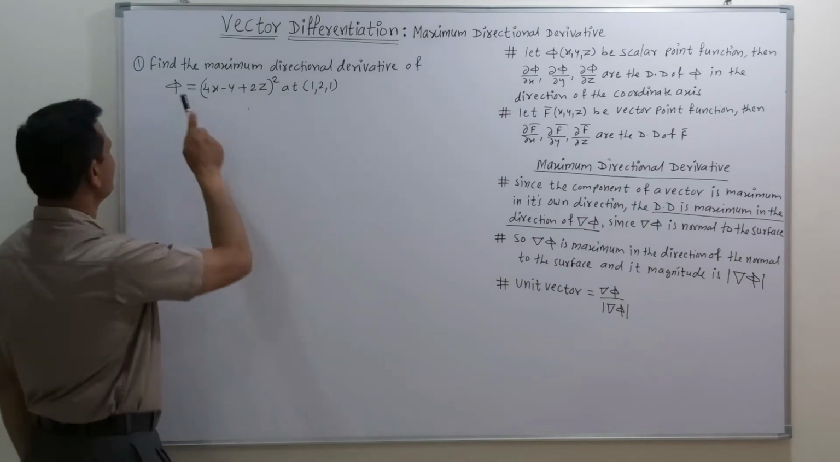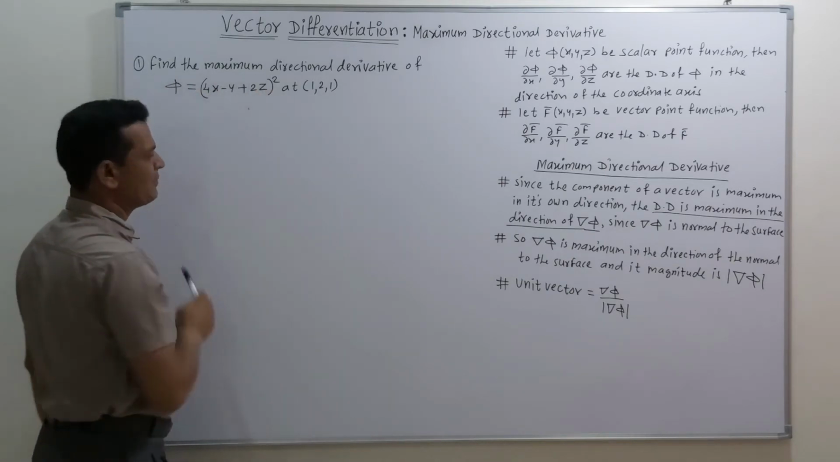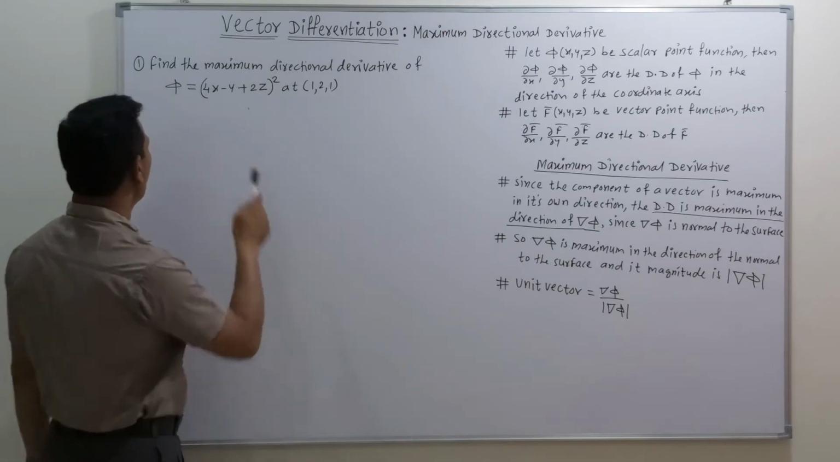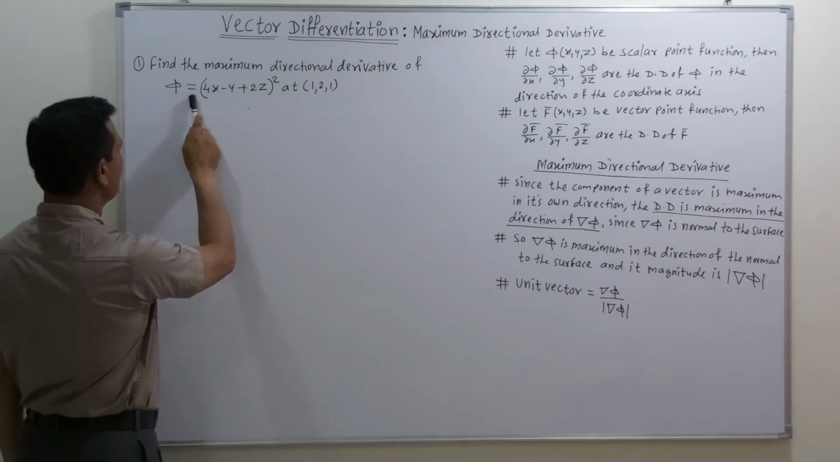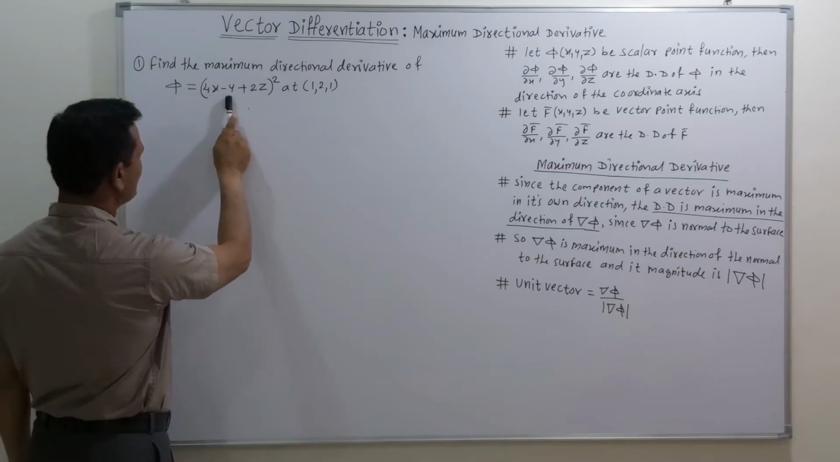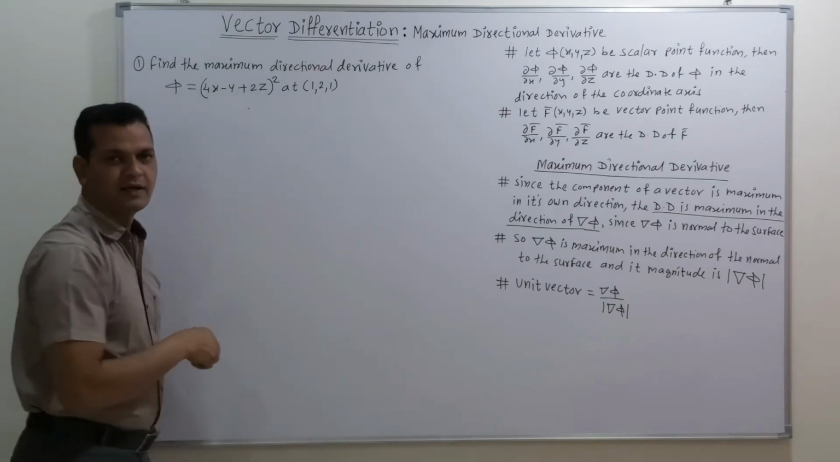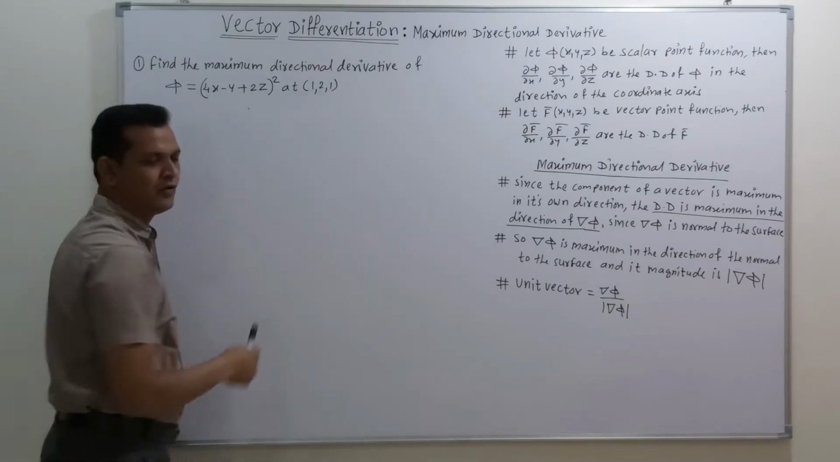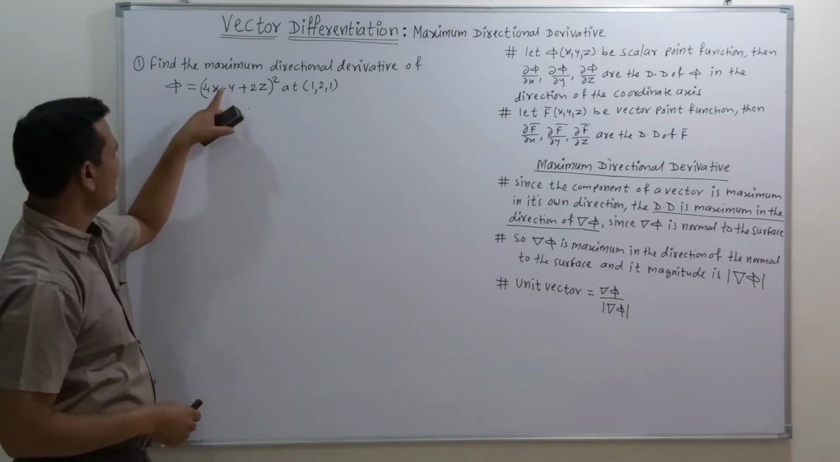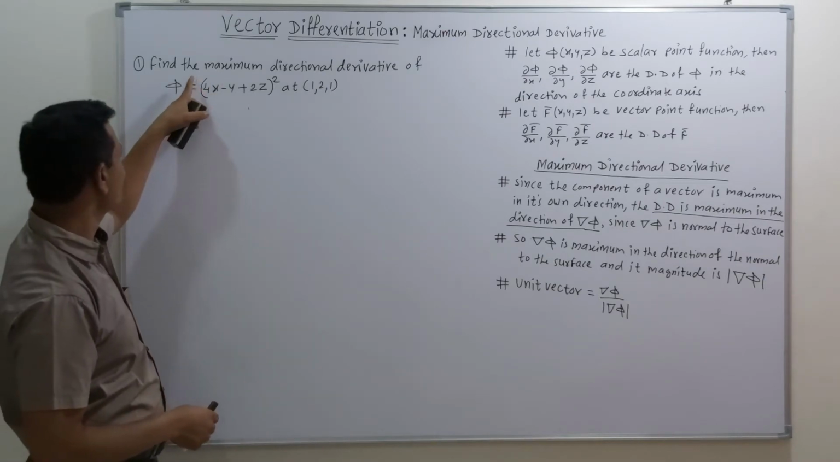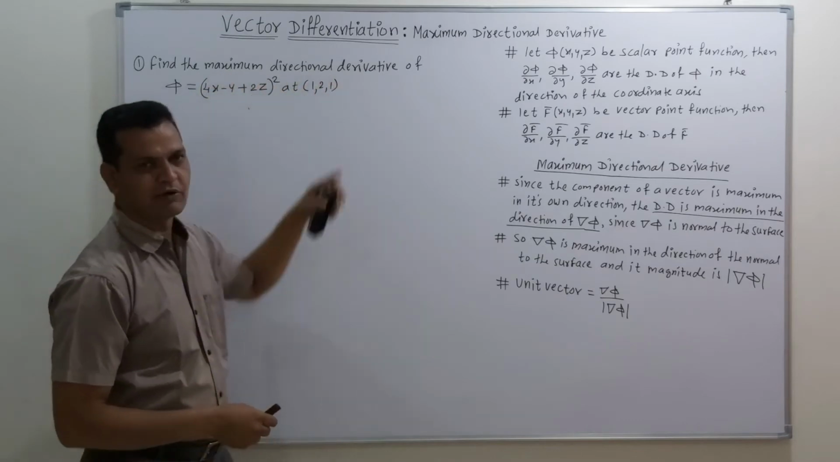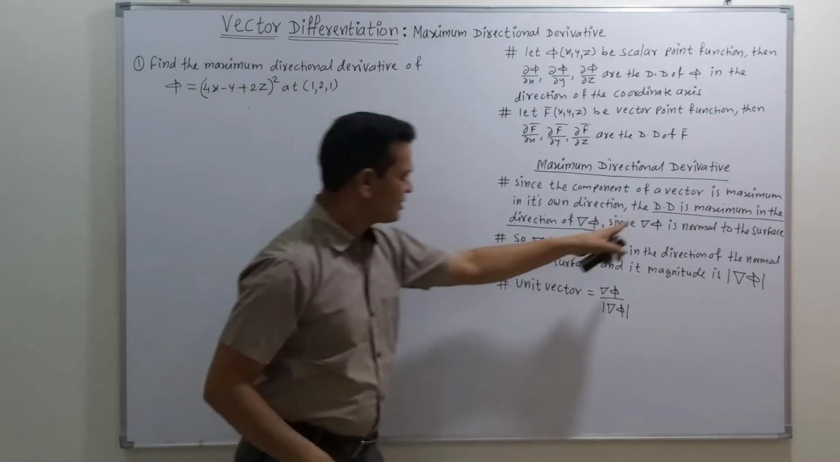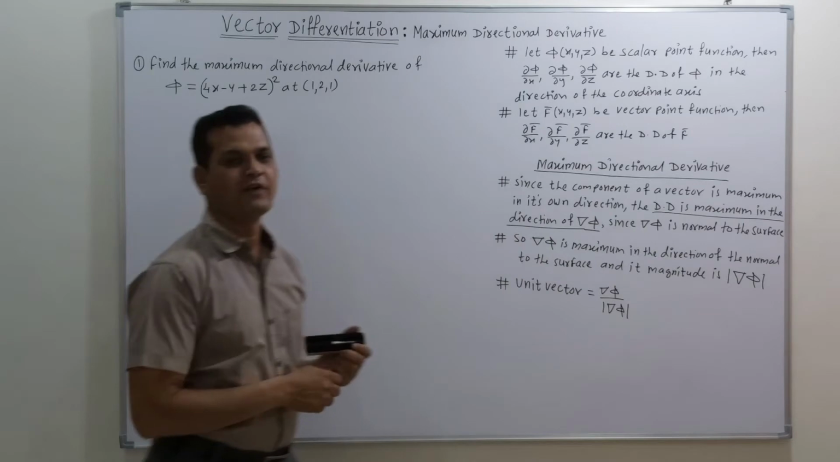The first example is: find the maximum directional derivative of the surface phi given as (4x minus y plus 2z) squared at the point (1, 2, 1). In the question they asked about the maximum directional derivative, and we know that the directional derivative is maximum in the direction of del phi.